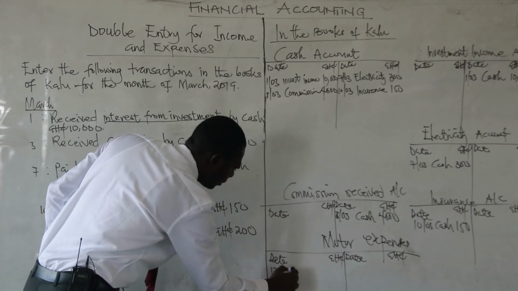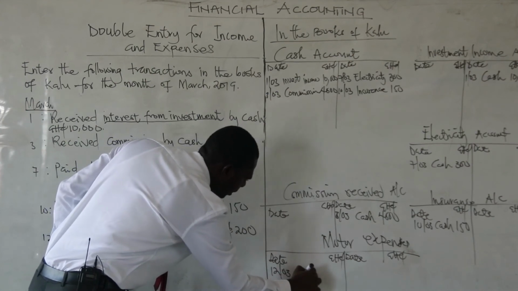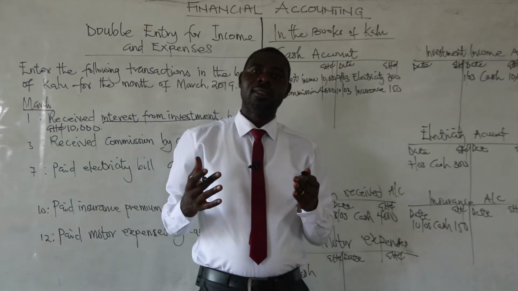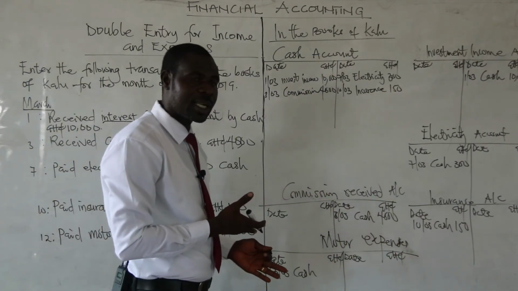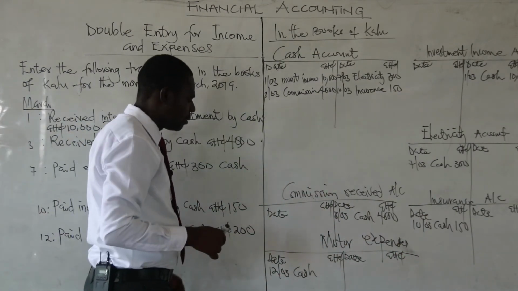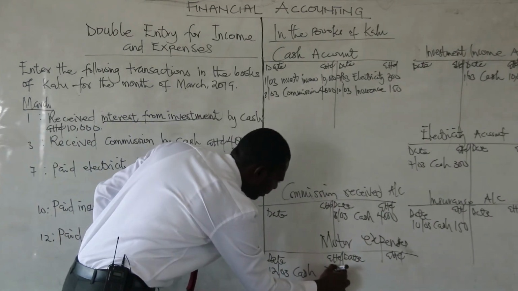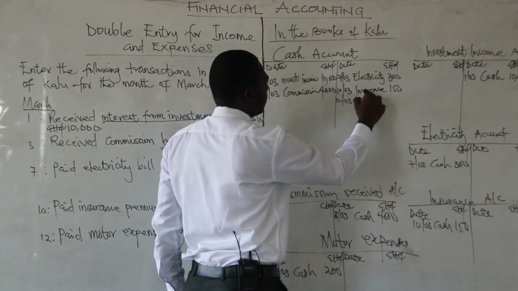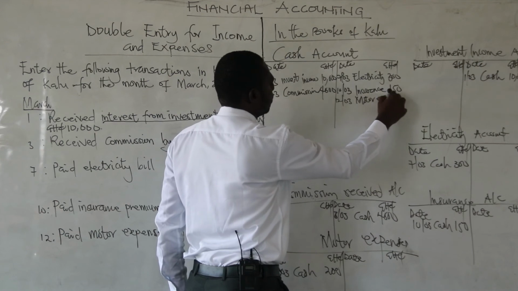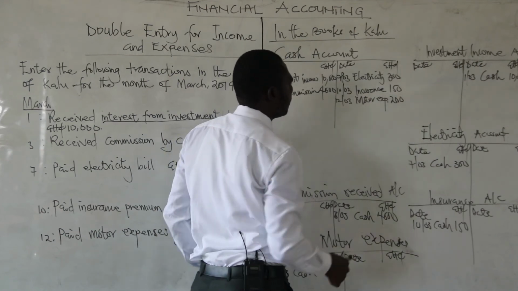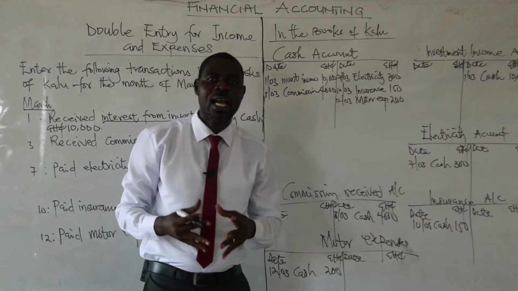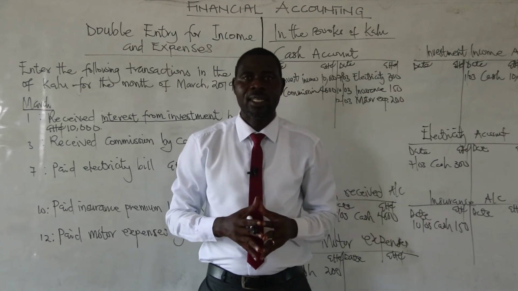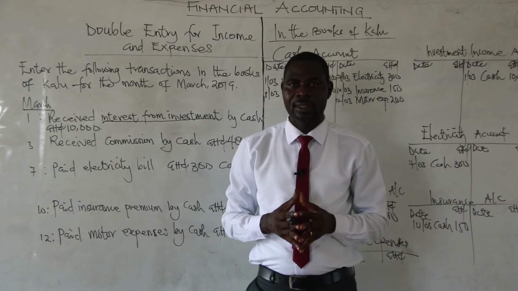The date is 12. And it is involving cash. It's about cash. So we debit the motor expenses account and we credit cash account. The amount is 200. Okay, so this is how recording of cash in the expenses and income account is done.